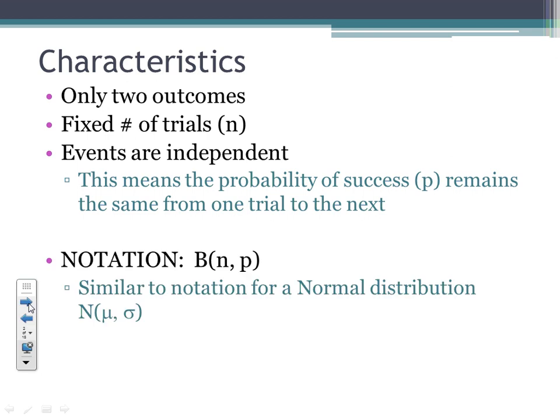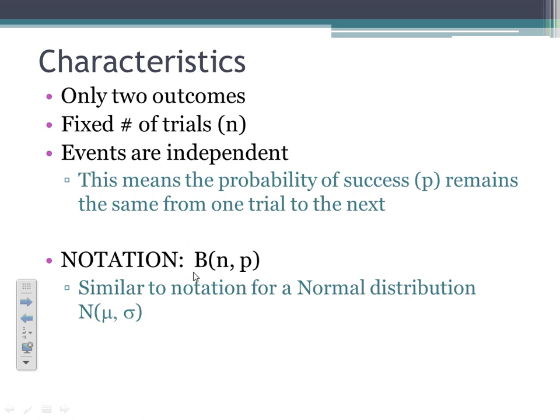Now, there's a notation that you need to be aware of. This is similar to what we saw for notation of the normal distribution back in Chapter 2. So the special binomial notation is that we'll see a capital B followed by a set of parentheses. The first number in the parentheses will always represent that fixed number of trials that we talked about in the characteristics up above. And then p will represent the probability of success. And when we say the probability of success, that's whatever we're considering a success in the context of the problem, okay? That's what p will represent.